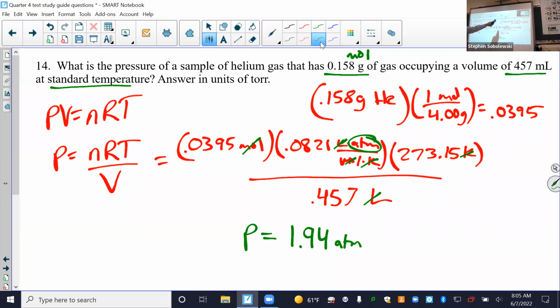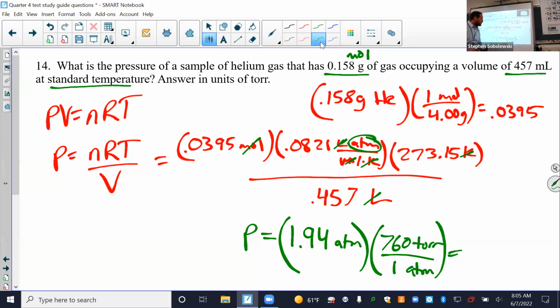But notice the problem says answer in units of torr. By the way, I couldn't have just kept it in torr because I'm looking for torr. You cannot plug torr into this gas law. We have to get the pressure in ATM. I can't just assume this is torr. So I get my ATM here, and I'm going to multiply that by 760 torr over 1 ATM. The 760 is assumed to be true by definition, so 3 sig figs or infinite sig figs, really. So 1.94 times 760 gives me 1474.4 with 3 sig figs, 1470 torr.